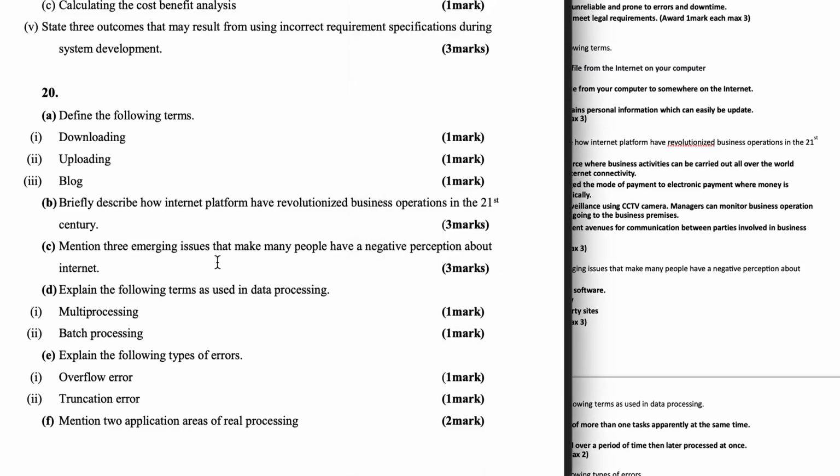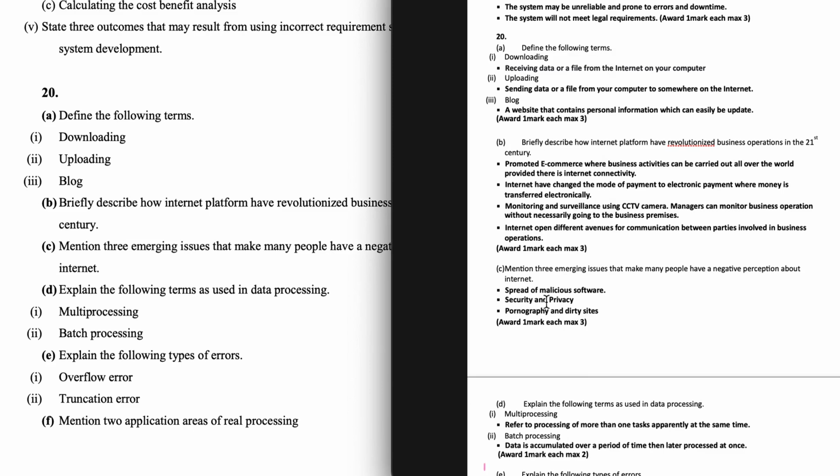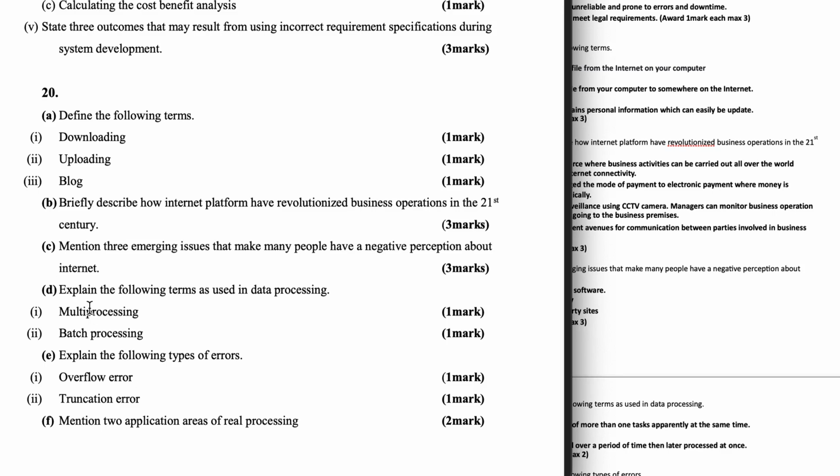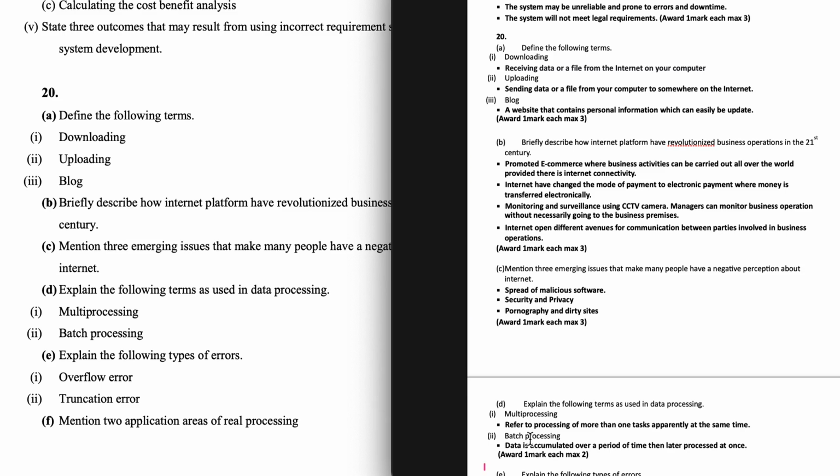20c. Mention 3 emerging issues that make many people have a negative perception about internet. Spread of malicious software, security and privacy, pornography and dirty sites. 20d. Explain the following terms as used in data processing. Multiprocessing refers to processing of more than one tasks apparently at the same time. Batch processing, data is accumulated over a period of time then later processed at once.